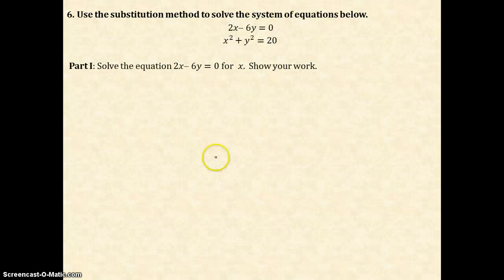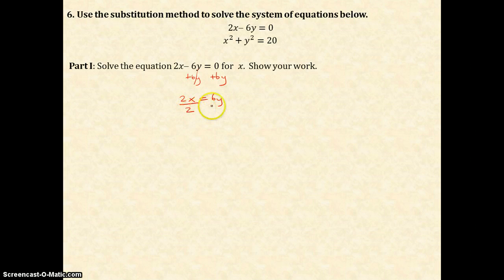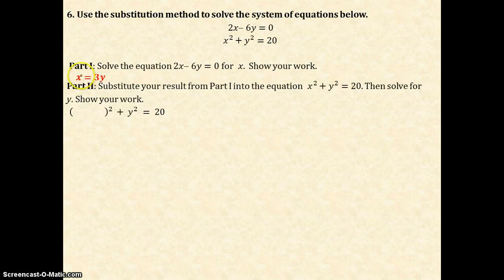Now what do you say we solve this system? Let's start by solving the first equation for x. If we add 6y to both sides, we're going to get 2x equals 6y. Then divide both sides by 2, and we get x equals 3y. Now we're going to substitute this value of x into the second equation.